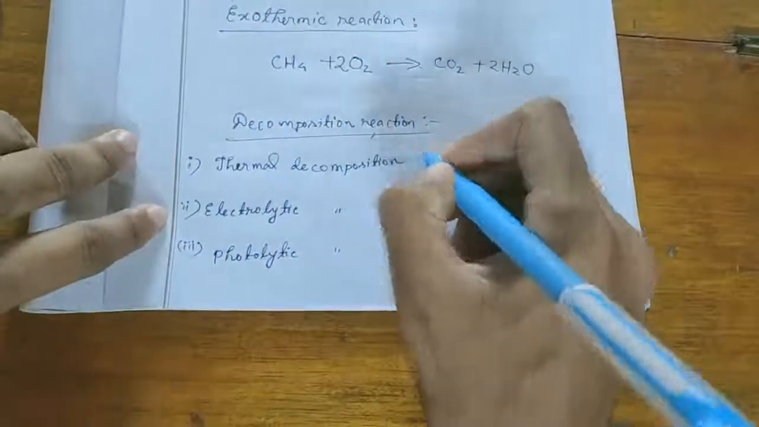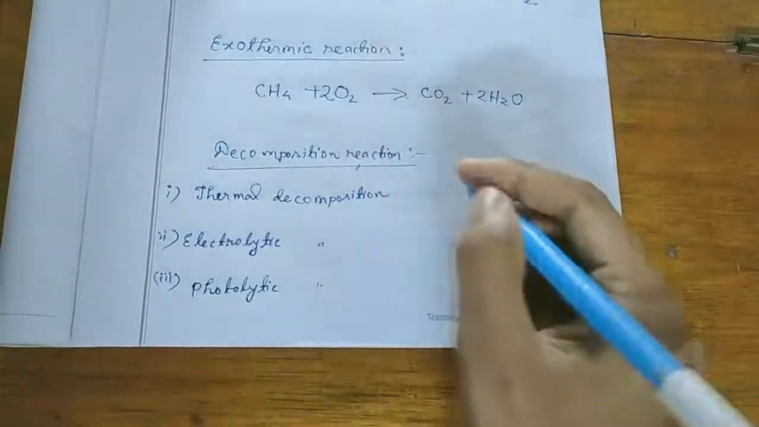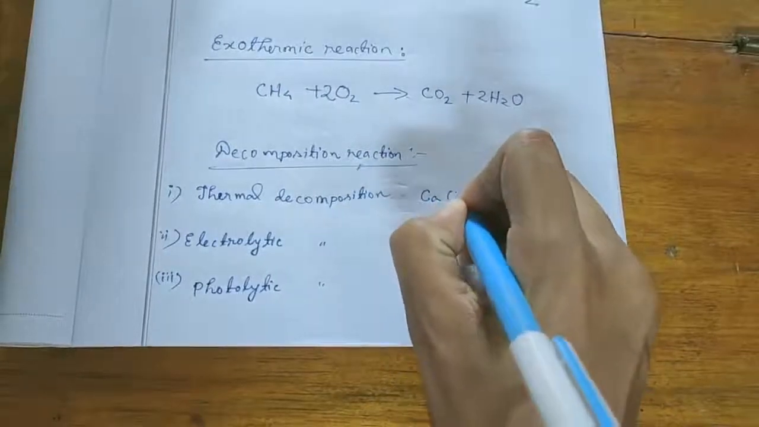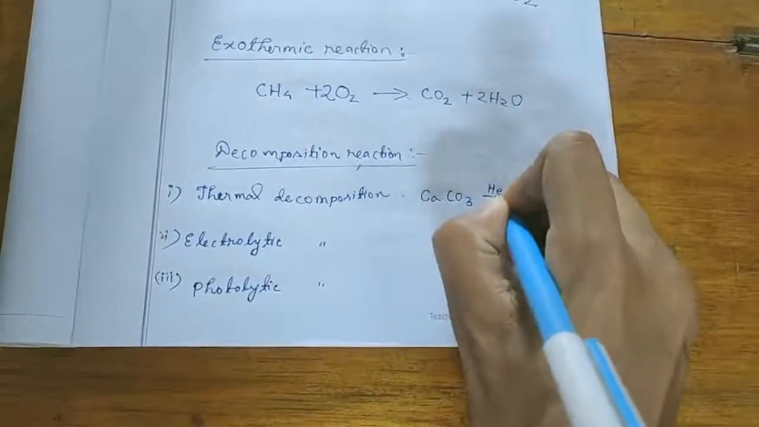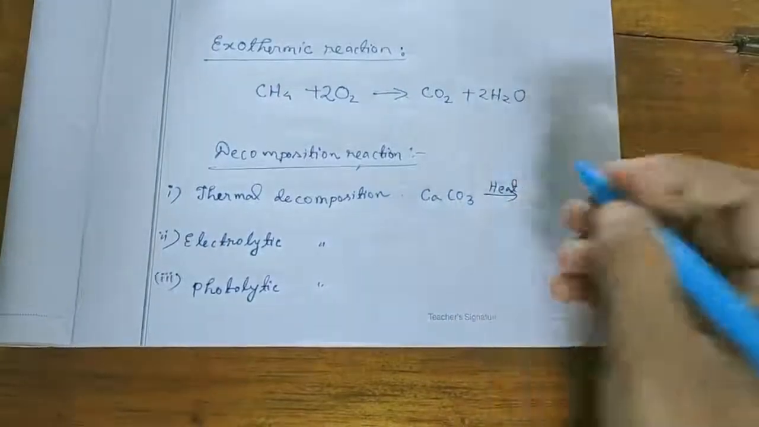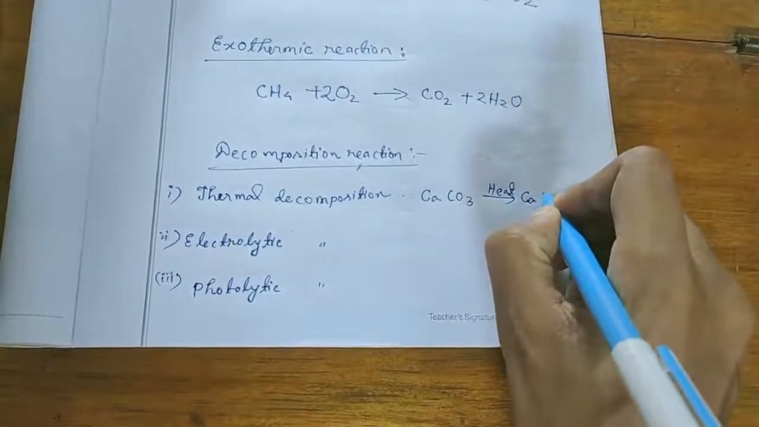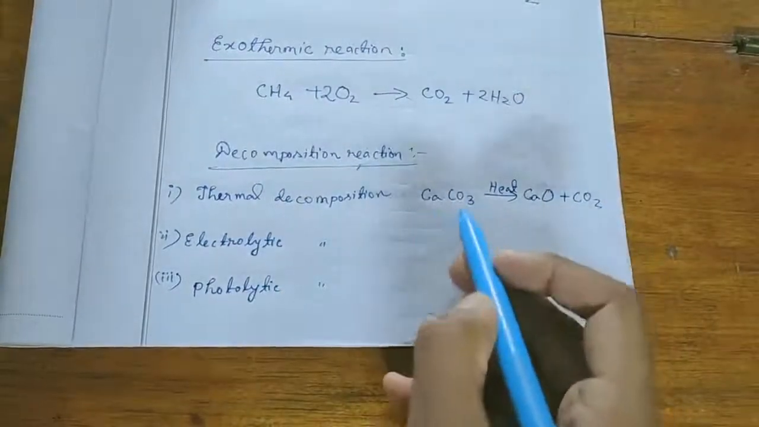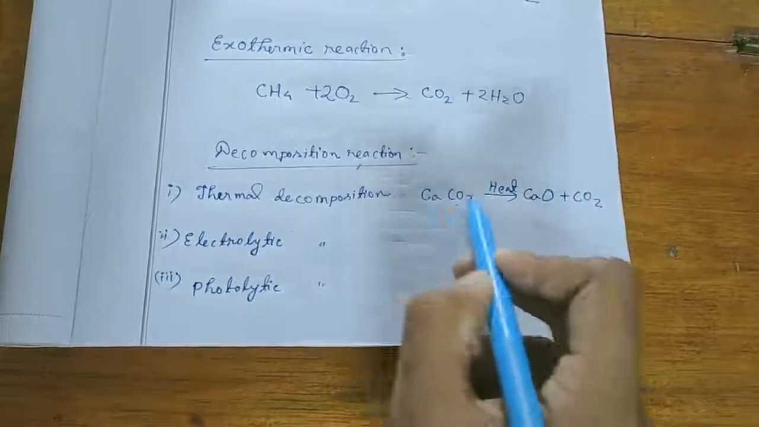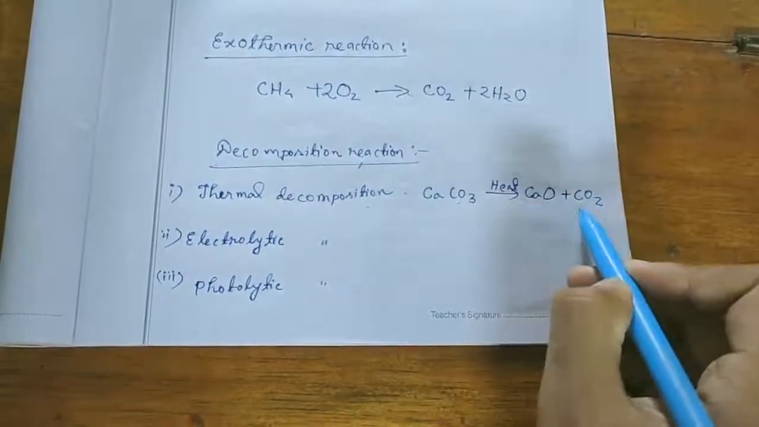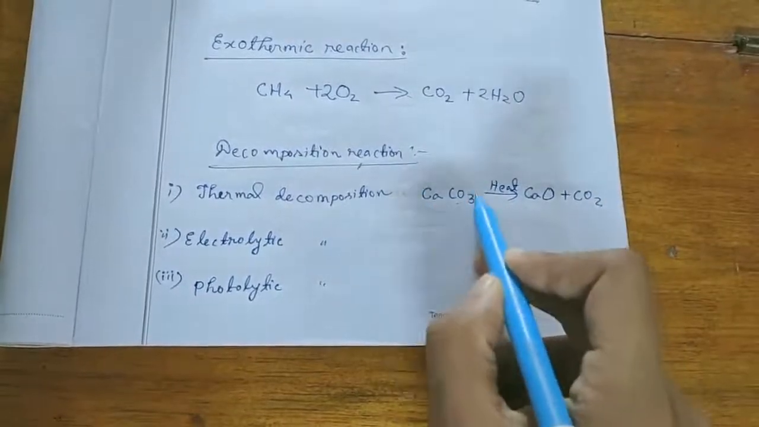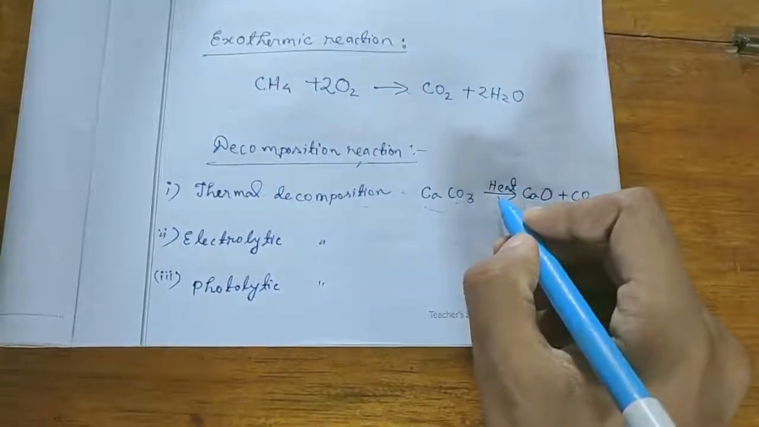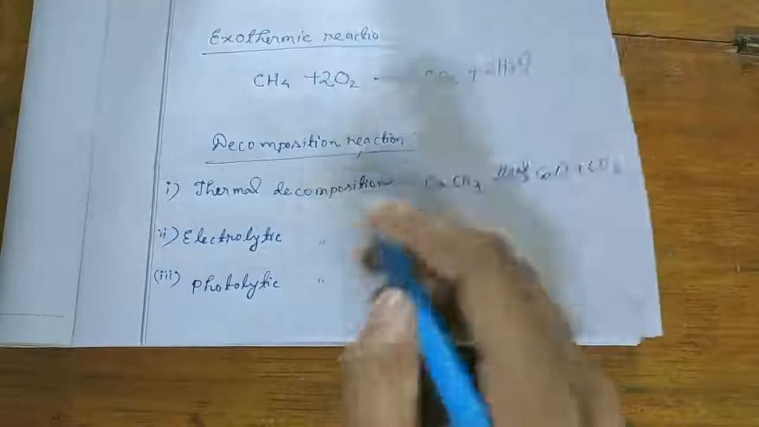So, we will give an example of the first one, thermal decomposition. For example, CaCO3, if we give heat, decomposes into CaO plus CO2. This is thermal decomposition. So this compound splits into two different compounds, and since we provide heat for the decomposition, it is thermal decomposition.